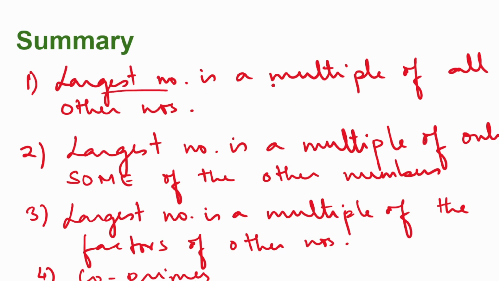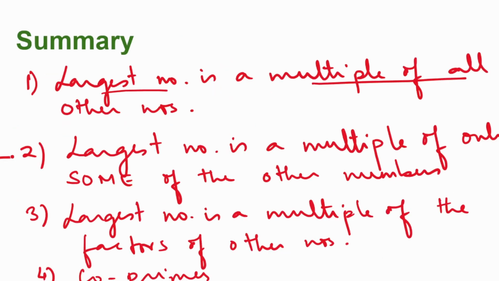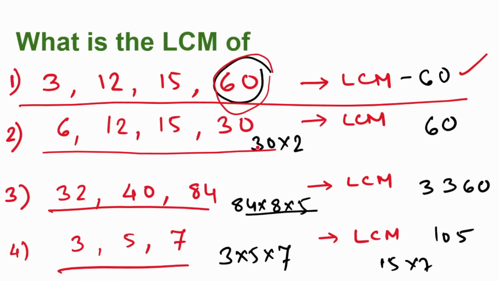One is where the largest number is a multiple of all the other numbers. This was your situation 1, and in that case, the largest number itself becomes the LCM. The second case is where the largest number is a multiple of only some of the other numbers. Then we take that largest number and we multiply it with 2, then 3 and 4 and check where it becomes a multiple of the number which is left. And that becomes the LCM.